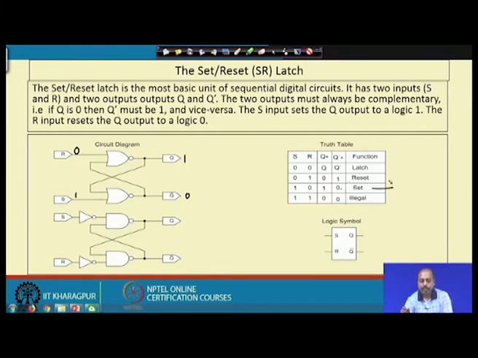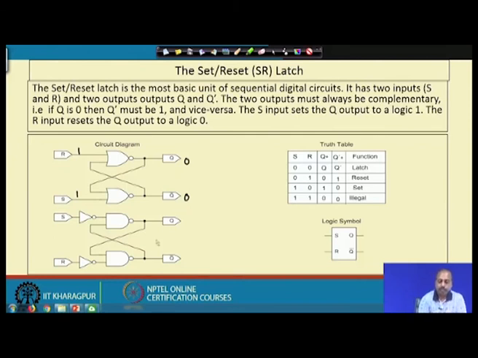That is the set value. And if I give it 1 1, then both the outputs will become 0 0, which violates the specification. So this is called illegal, and we should not apply 1 1.